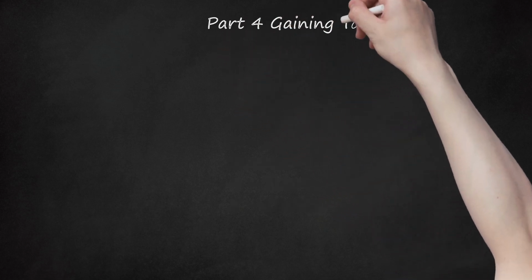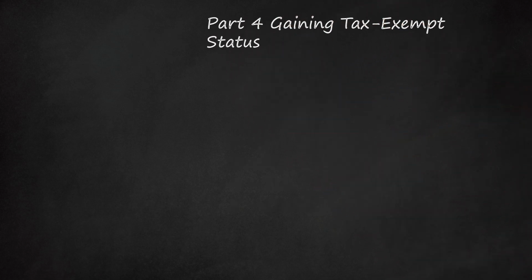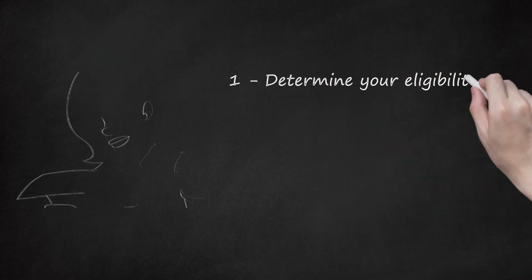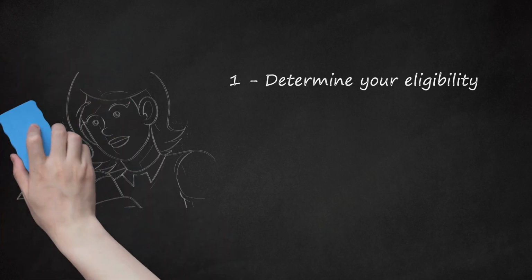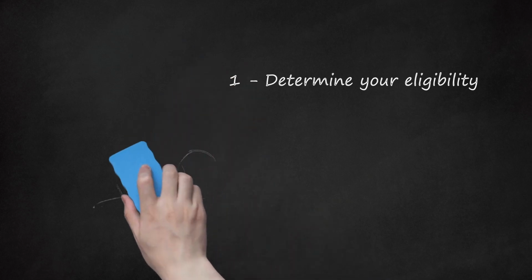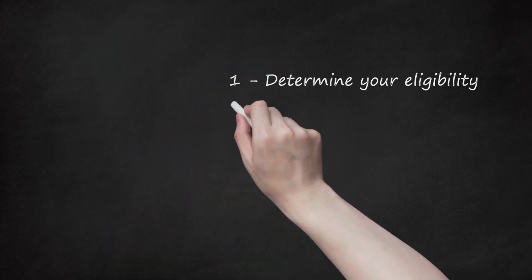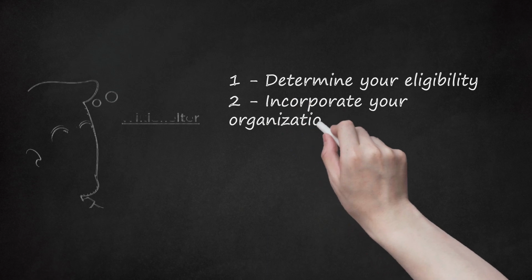Part 4, Gaining Tax-Exempt Status. 1. Determine your eligibility. To qualify for tax-exempt status, your organization must exist to further one of the purposes listed by the IRS, such as religious or educational purposes. Keep in mind that if you've listed a broader purpose in your organizing or planning documents than that recognized by the IRS under 501(c)(3) of the tax code, you may have to amend those documents so they match the purpose recognized by federal tax law.